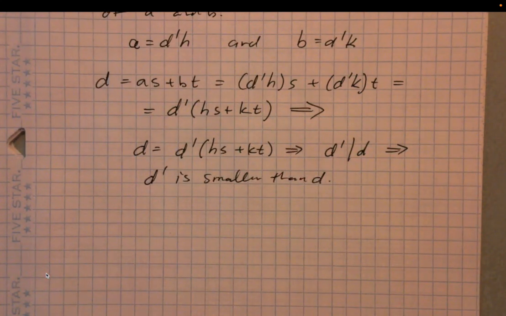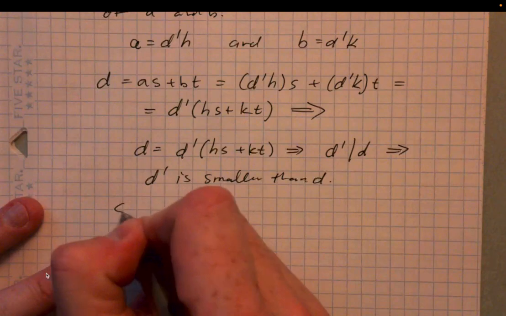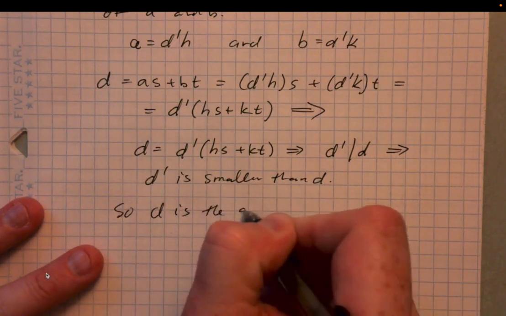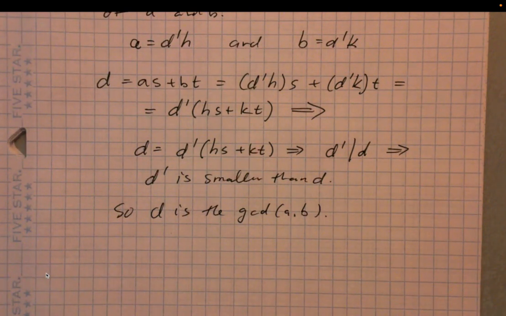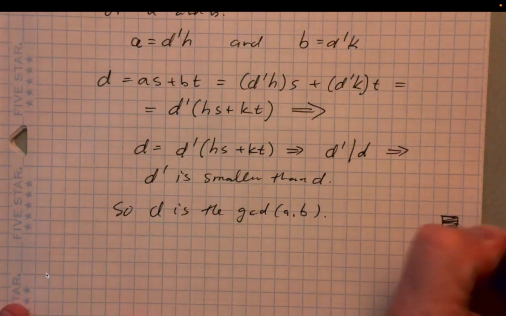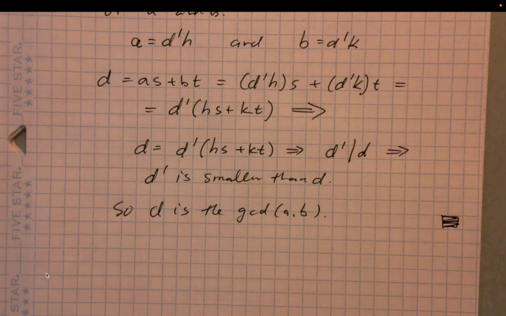And so all that says is that D is a larger number. They're both common divisors, but D is greater. So D is the greatest common divisor of A and B. Okay, so that's how you get it. The way we've described D as being the smallest member of this set kind of implies that it's automatically the GCD. Okay, very good.